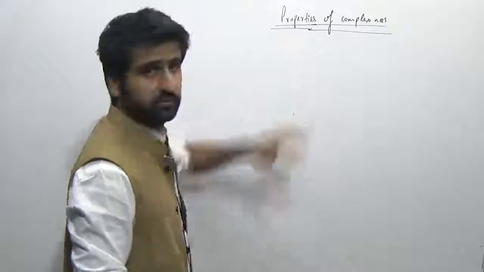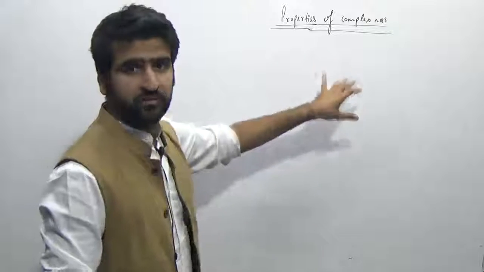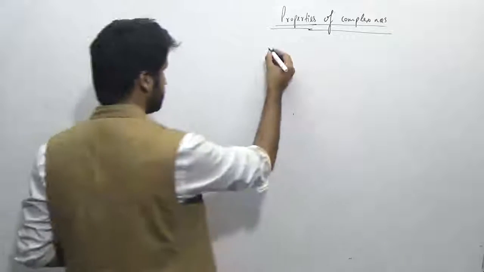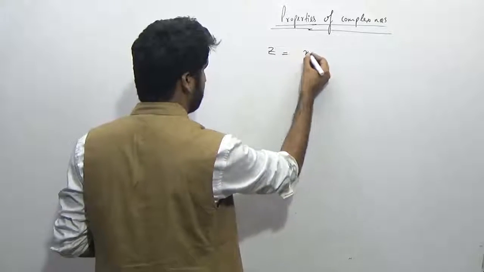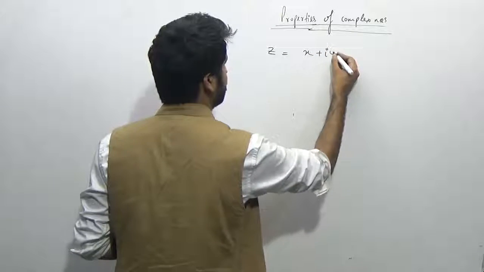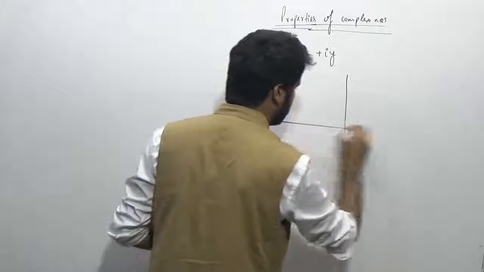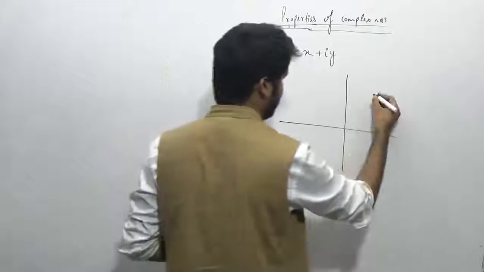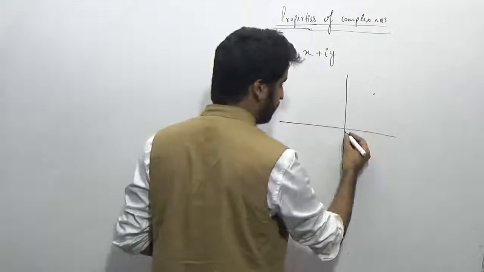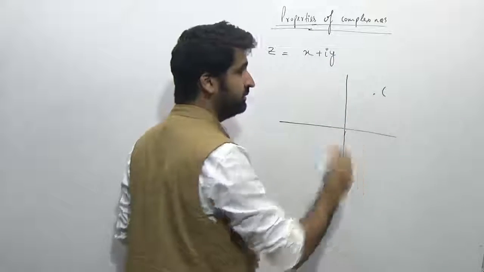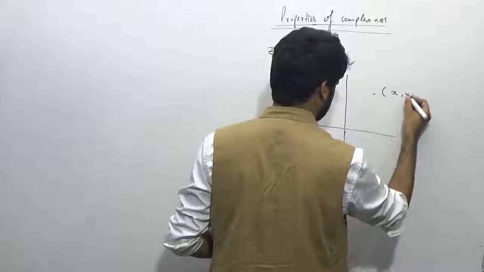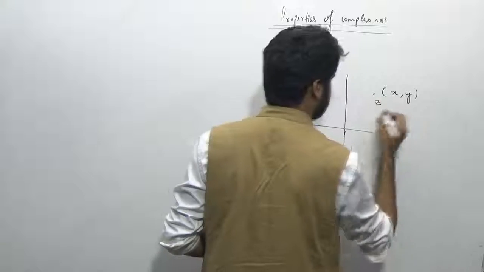So now we'll discuss what conclusions we draw from complex numbers and what the basic properties of complex numbers are. As we know, a complex number can be written as x plus iota y. When we locate this complex number on the complex plane, the real part will be the x coordinate and the imaginary part will be the y coordinate.